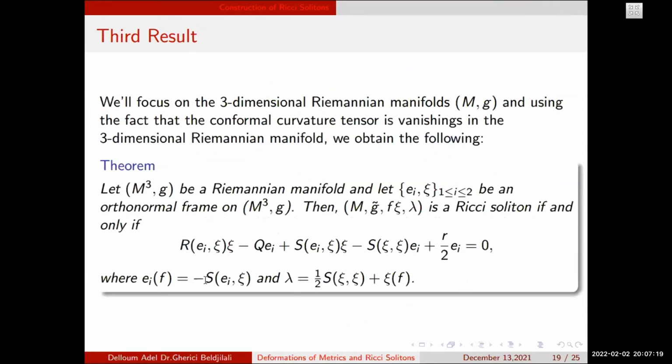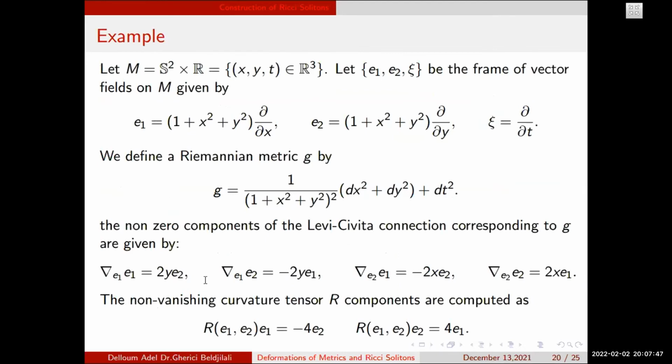Okay, and after that we turn our focus to 3-dimensional manifolds. It means that the conformal curvature tensor is vanishing in dimension 3. And using this information, we can conclude with direct computations the following result. And we finish with this example.